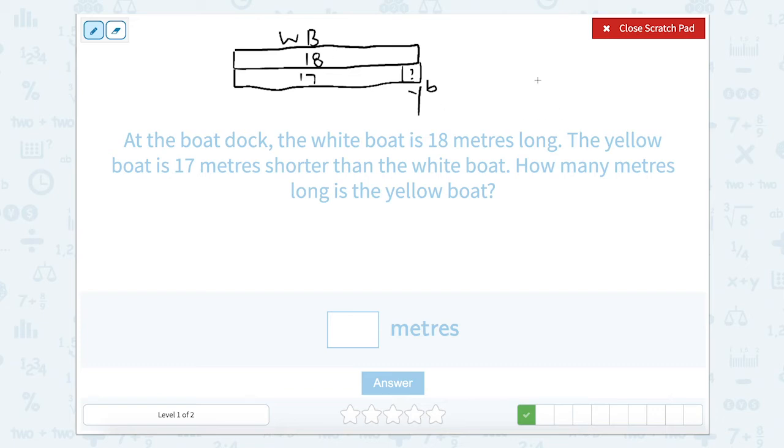So now we just need to figure that out by saying 18 minus 17 equals the length of the yellow boat. Well, that means that the yellow boat is 1 meter long.